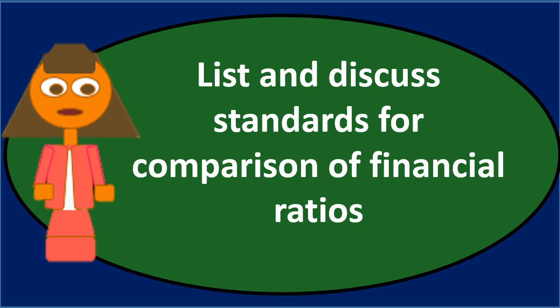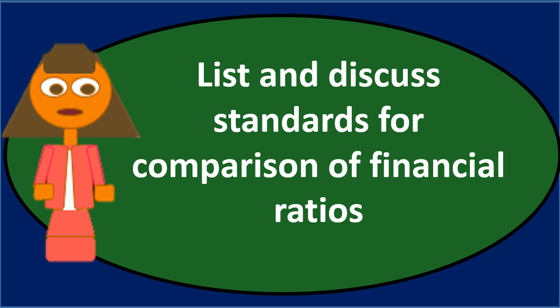In this discussion, we will discuss the discussion question of list and discuss standards for comparison of financial ratios. When we see a discussion question or essay question like this, our goal typically is to add more information if possible. If we have time allowing, that being more likely for us to pick up the information that is being looked for within an essay question.